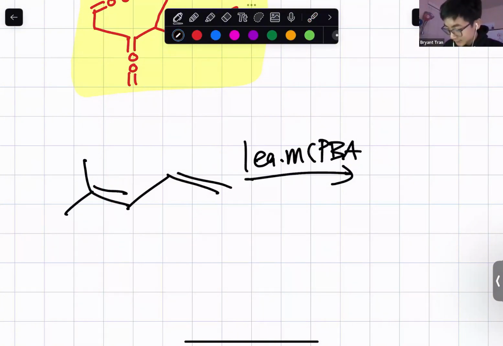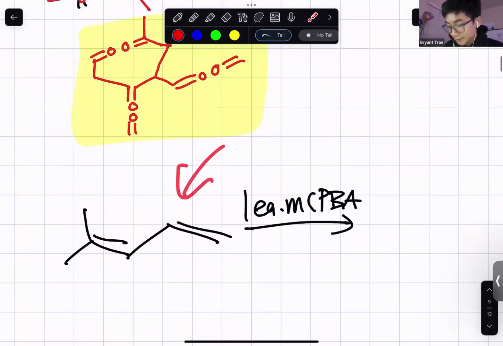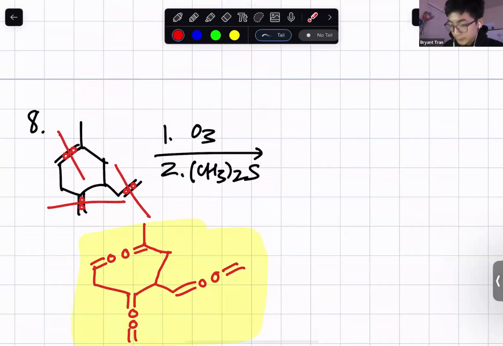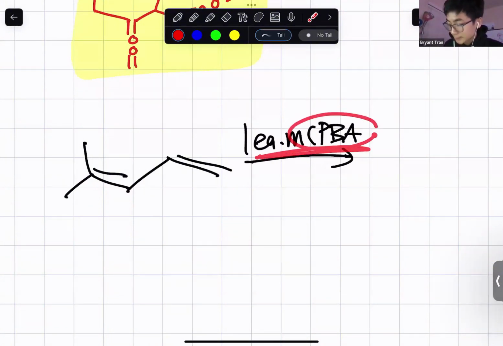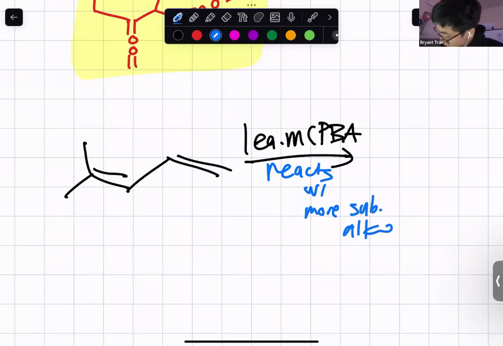Yes, right. So if it says one equivalent of ozonolysis, I would go for the more stable alkene just like that. But I don't think that you're going to get one equivalent of ozonolysis. When you have multiple alkenes, you would cut all alkenes, right? I haven't seen an example where it only cuts one alkene for ozonolysis, but I have seen an example where MCPBA only reacts with one alkene, which is the more substituted alkene, right? Reacts with the more substituted alkene, right?